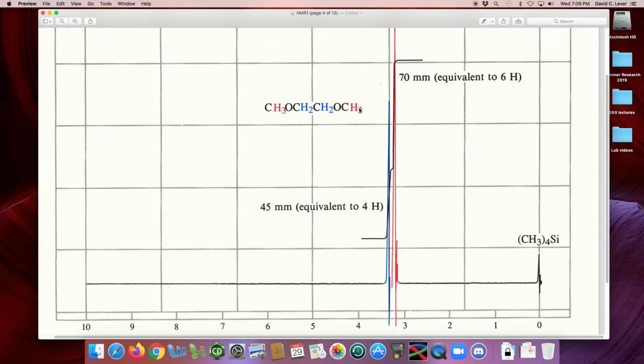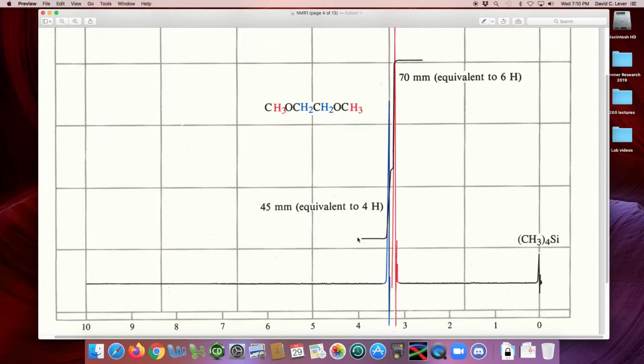And then the 3 hydrogens on the methyl group are identical to the 3 hydrogens on the other methyl group. Those 6 hydrogens show up as a singlet. Because these are only close to 1 oxygen and these are closer to 2 oxygens, being close to 2 oxygens moves you a little bit further downfield. So our 4 hydrogen peak is further downfield than our 6 hydrogen peak.